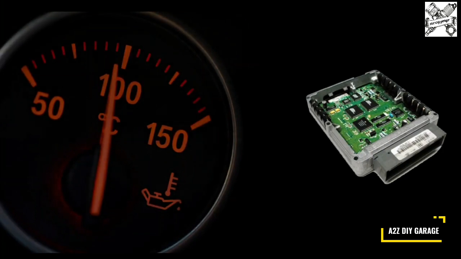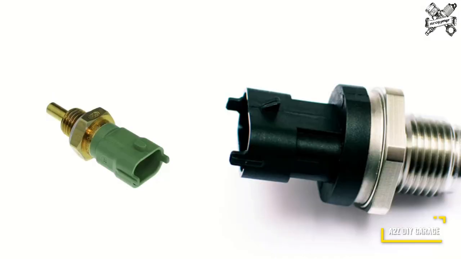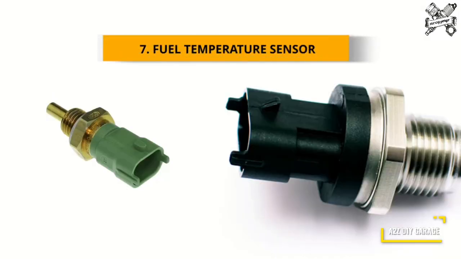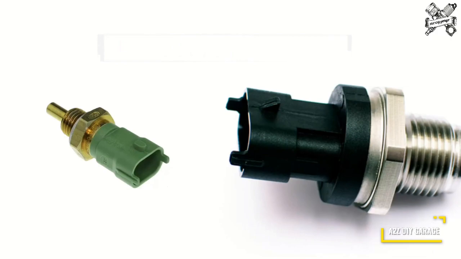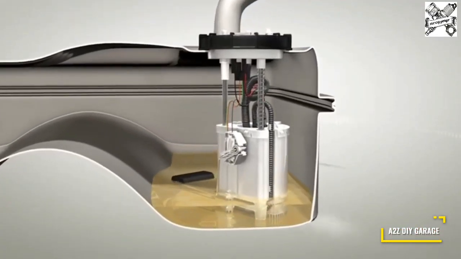This information is also used to send an accurate reading of the engine temperature to a gauge on the dashboard. Number 7. Fuel temperature sensor. This measures the fuel's temperature and transmits the signal to the ECU.